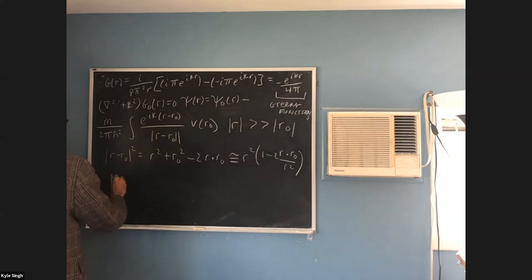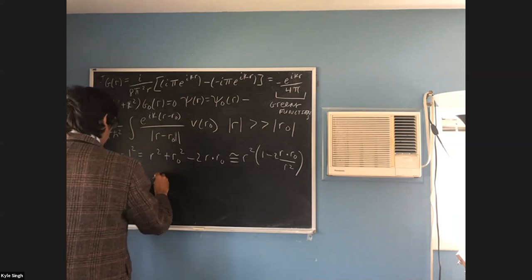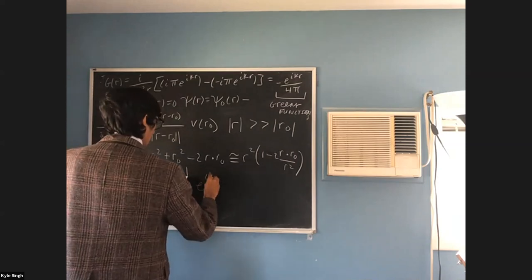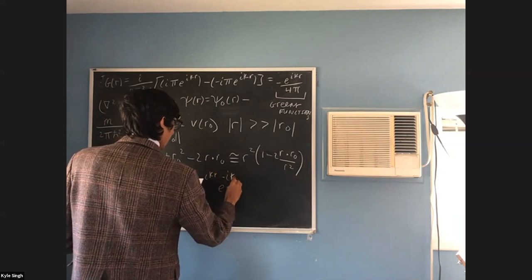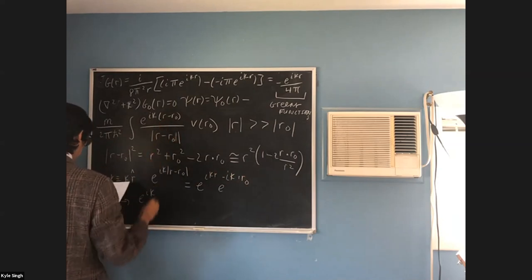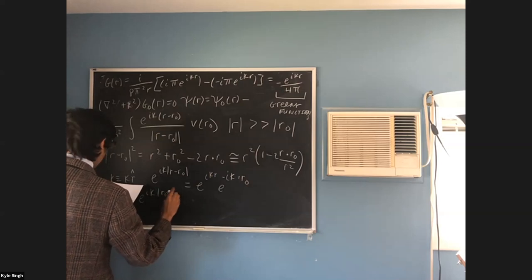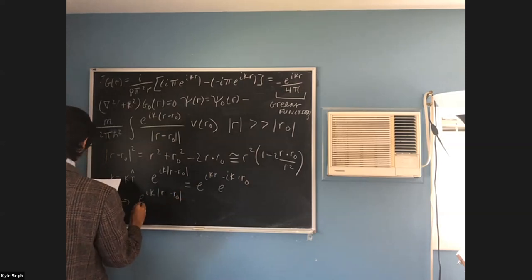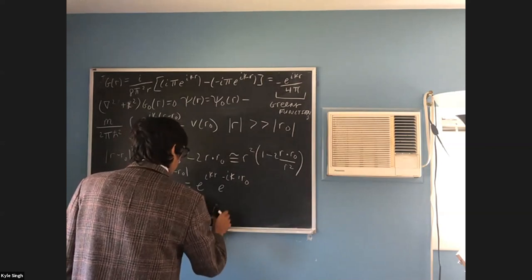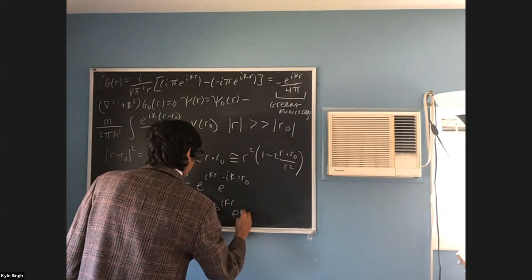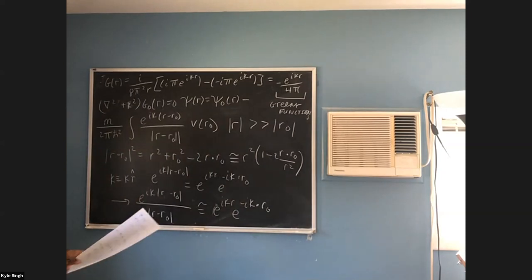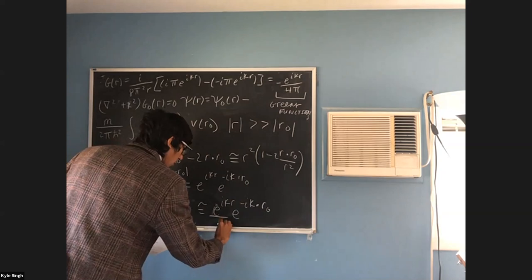Fine, so I let K be parameterized by R. No, yeah, this is fine. R minus R naught. This is just using my exponential rules. And from this, it follows that this fraction in the Born approximation is equal to the following. Okay. Wait a second. Did I drop? Yeah, I dropped an R. That's over R.